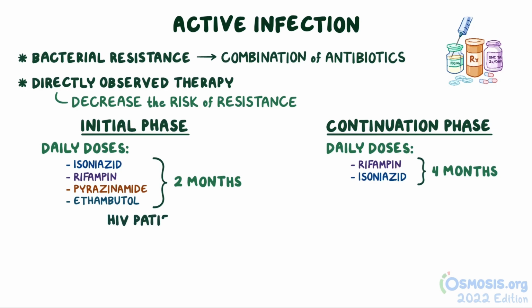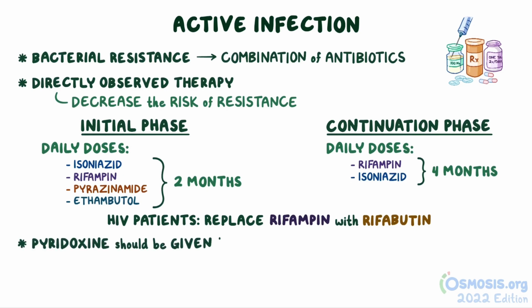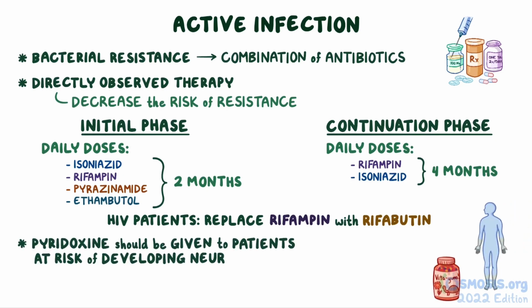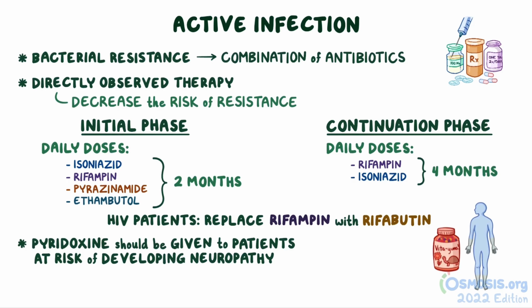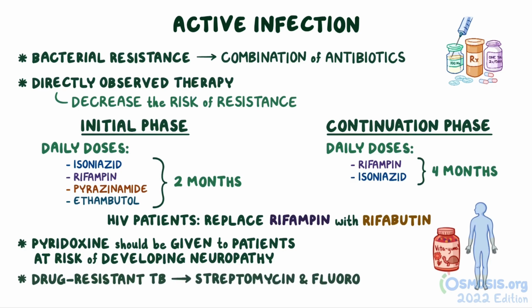For HIV-positive patients, the only change that has to be made is to replace rifampin for rifabutin during the whole therapy. It's also important to keep in mind that pyridoxine should be given to patients at risk of developing neuropathy due to isoniazid. Now, for patients with drug-resistant TB, second-line agents such as streptomycin and fluoroquinolones are used.